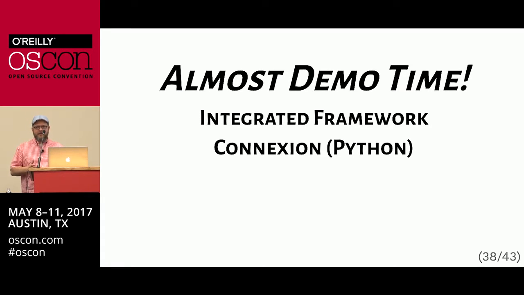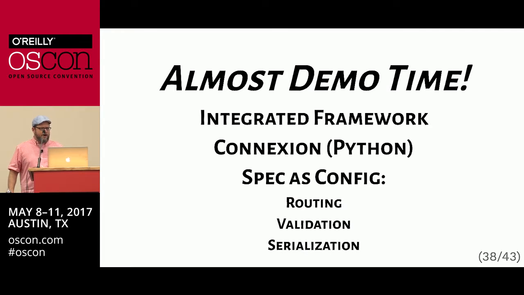So if Python's not your deal, you can go ahead and look, and there are integrated frameworks for most of the popular languages. And so this uses the specification as configuration. So from the OpenAPI spec, the application knows how to do the routing, to route the requests to the right controllers. It does input validation to make sure that the requests adhere to the specification. And then it controls serialization, so what formats are output by the API. And so now Ian's going to show you how that all works.